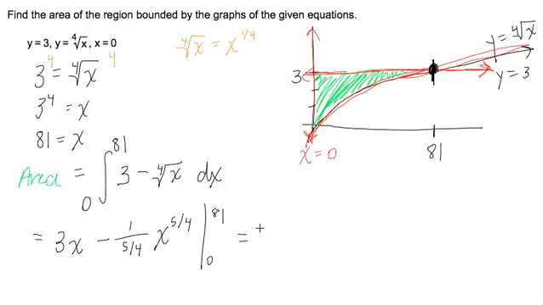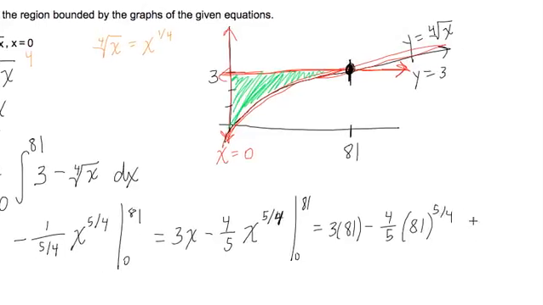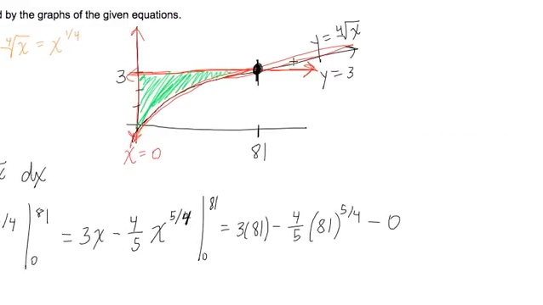Before I plug in and subtract, I'm going to simplify. 1 over 5/4 is 4/5, which flips it. That's supposed to be a 4, not a 9 there. And that's going to be from 0 to 81. So we're going to plug in 81 minus plug in 0. So 3 times 81 minus 4/5 times 81 to the 5/4, minus what we get if we plug in 0, which is just 0. I always like to write it just so that I get in the habit of it.